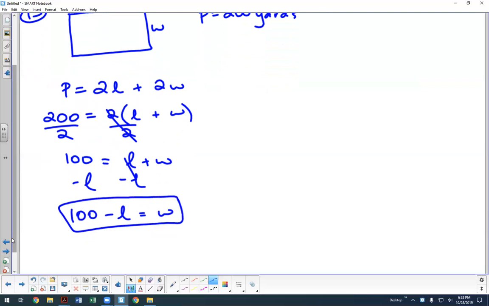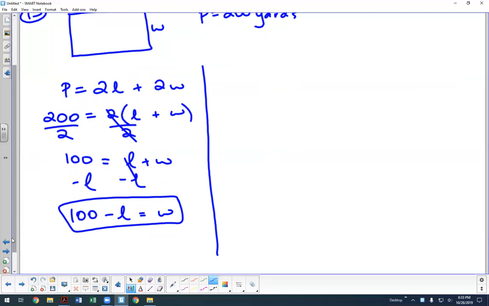Okay. Now, what's the ultimate goal of this question? What are they asking us to find? Yeah, the maximum area. They want us to know how we can come up with the maximum area. So what dimensions should we have as far as the length and the width go for this garden? So what is the basic area formula for a rectangle?